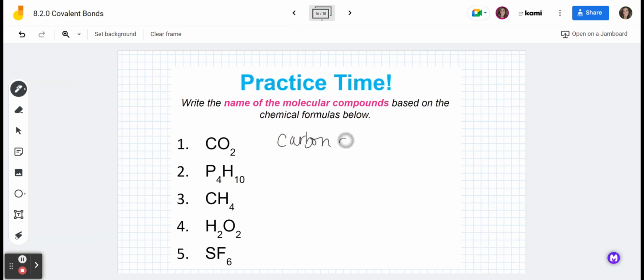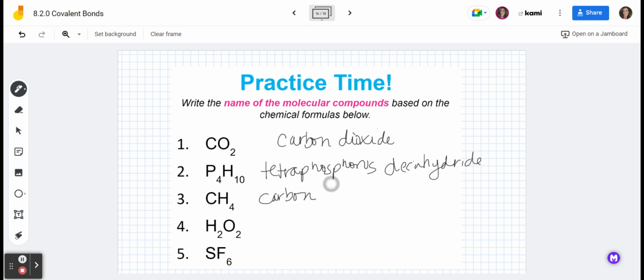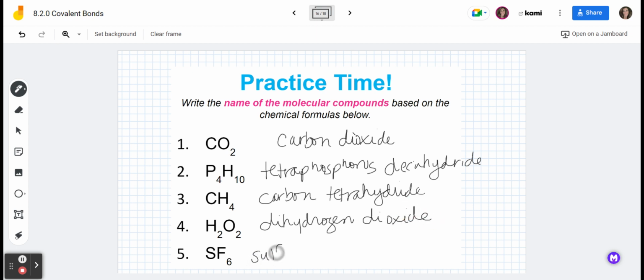So this is called carbon dioxide. Again, no mono. 4 is tetraphosphorus decahydride. This is carbon tetrahydride. This is dihydrogen dioxide. And this is sulfur, not monosulfur, just sulfur hexafluoride.